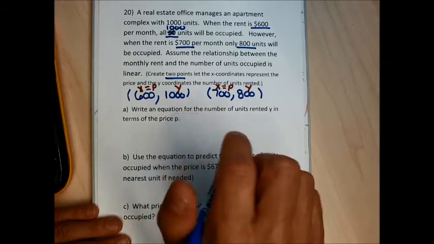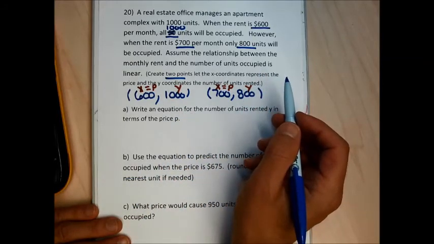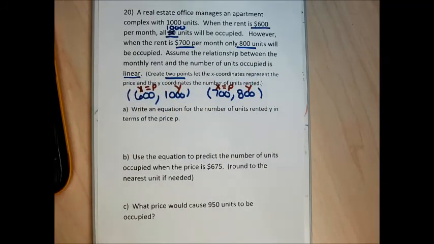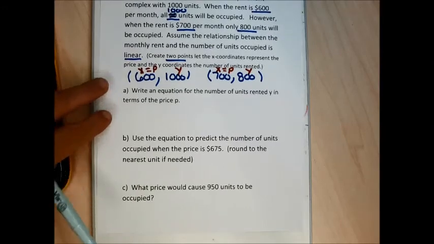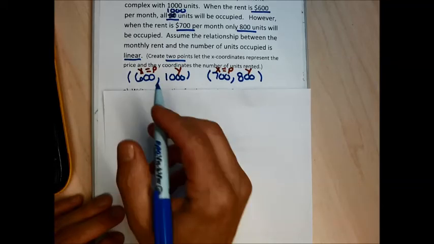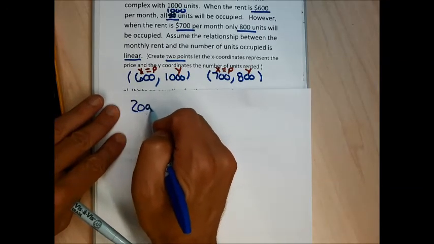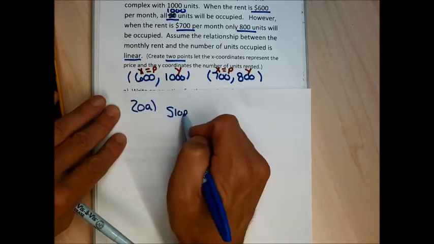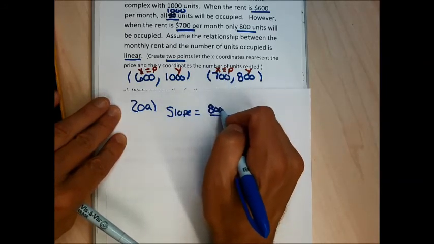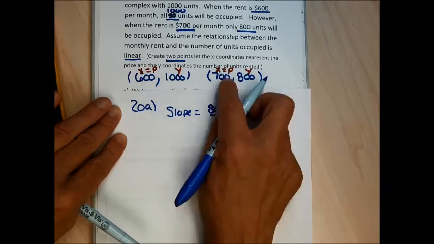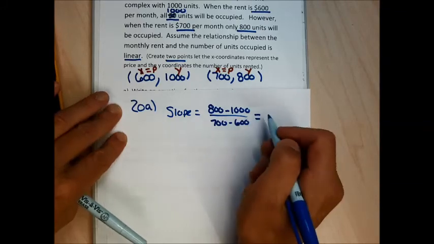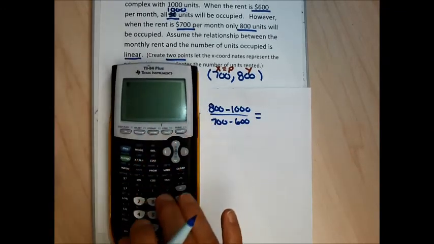And it says assume the relationship is linear. So I'm going to find an equation of a line that fits those two data points to get my answer to part A. So for part A, I need to find the slope. And to do the slope, I'm going to do y2 minus y1, which is 800 minus 1,000 over x2 minus x1, which is 700 minus 600. I think that comes out to -2, but I'm going to do it on my calculator to be safe.